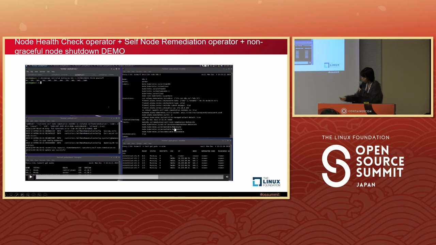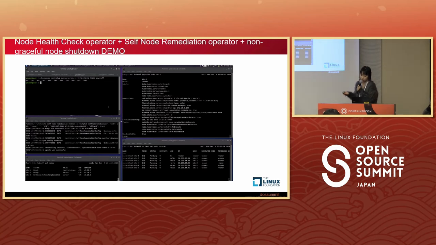as you can see, here is the out of service taint. You can see on Kubernetes 3 node, this taint has been added to this node automatically by self node remediation operator. And I will start again.